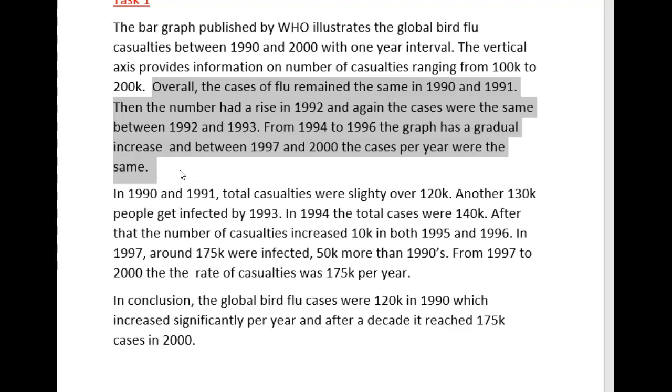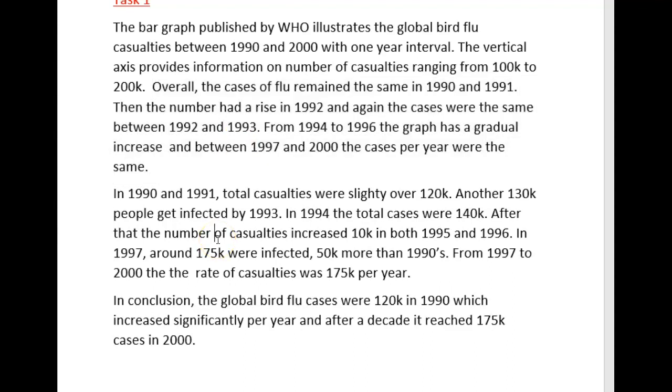And if you do that, then it's going to really lower your task achievement score, because without an overview, you can't get a band 6 for task achievement. Okay? So keep that in mind. This needs to be really condensed into just a sentence where you're saying overall the number of bird flu casualties increased throughout the period. All right, let's see what you wrote in the next paragraph.